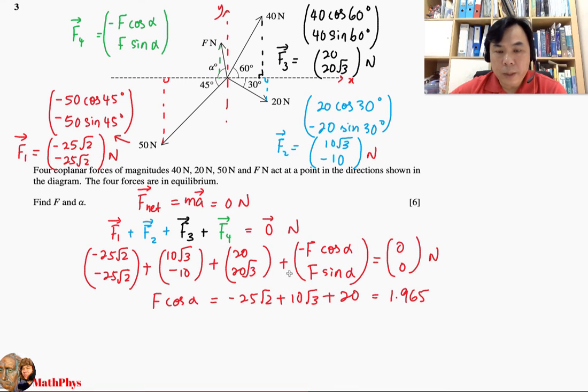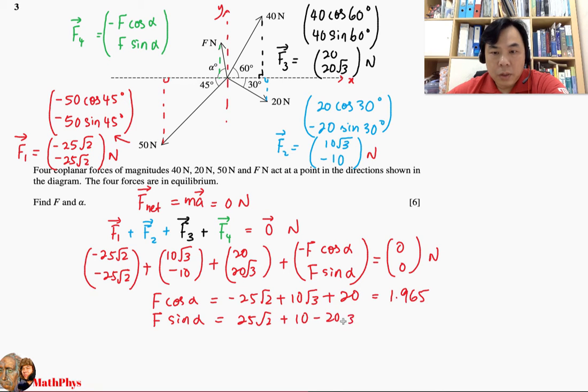And then whereby the vertical component F sin alpha, now that will be 25 sec 2 plus 10 minus 20 sec 3. Okay, so in this case you will get a larger value, which is 10.714 if you want to leave it to 3 decimal places. Okay, now finally we're going to use all this result to obtain our magnitude F. All we need to do is just solve these simultaneous equations.